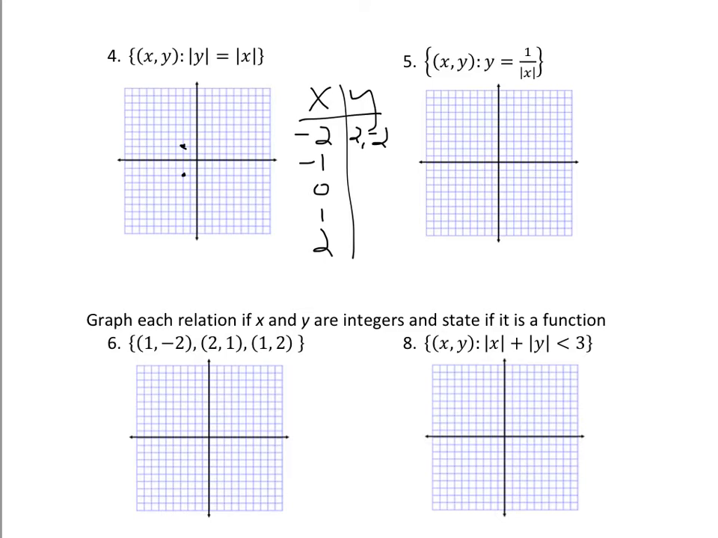Negative 1 is going to be the same way, 1 or negative 1. 0 is just 0. 1 is 1 or negative 1. 2 is 2 or negative 2. Okay, so you get the idea of what this graph is going to look like.